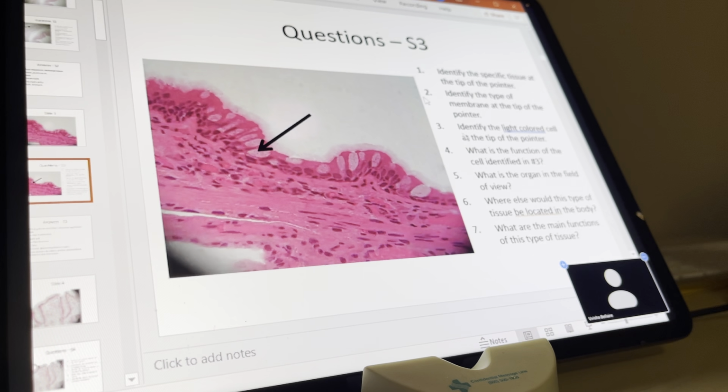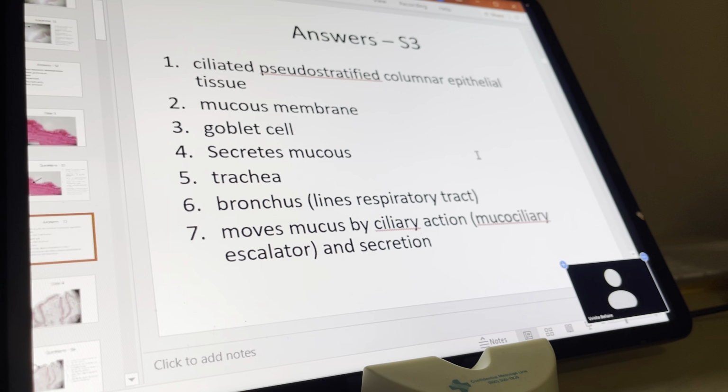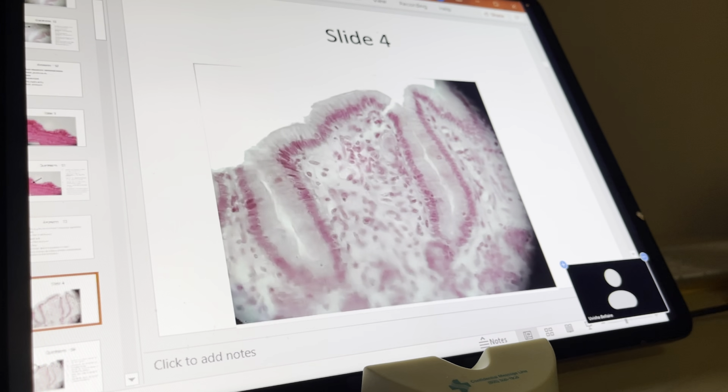For instance, for this one, number 4, what's the function of this cell? Secrete mucus. That's it. Right, there's not much more to be said of it. So there are times where you can be more concise, and other times, like on the essay, you want to go into full detail, because she does give half points. Right. Yeah. All right, so is this kind of helping people?